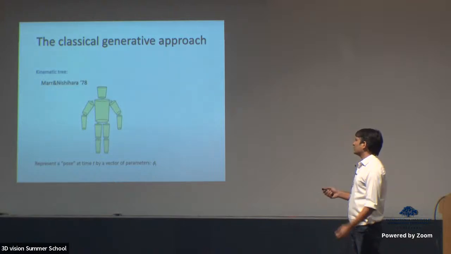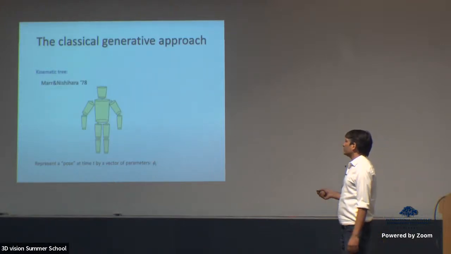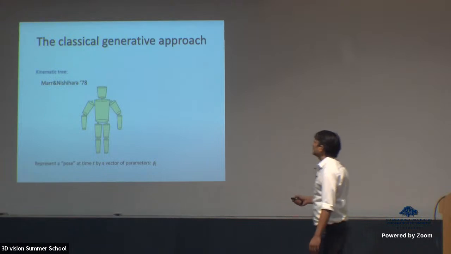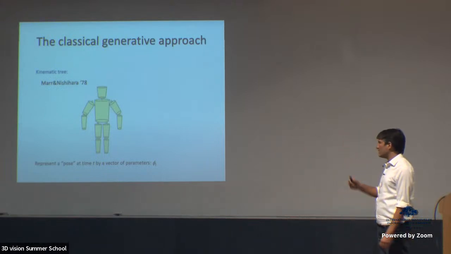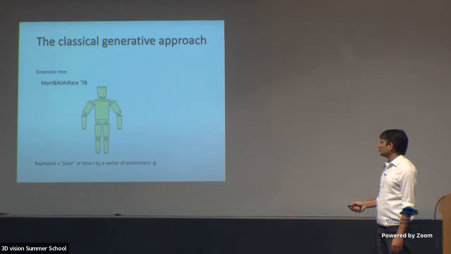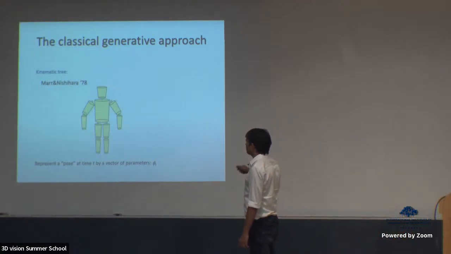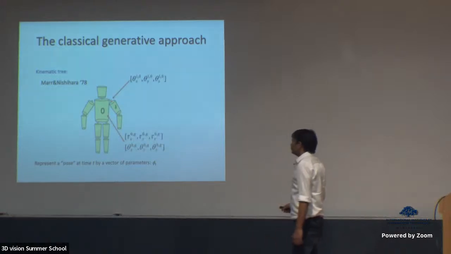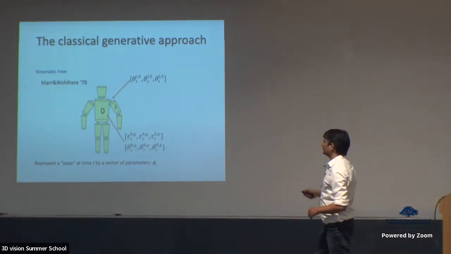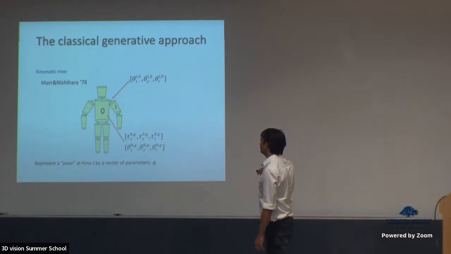this classic. So let's talk about this kinematic tree, the classical generative approach. So what Marr et al. did in 78. What you do is you represent, say, your human body using these cylinders. And these cylinders are connected with these 3D joints. Yes. And this is called a kinematic chain. So I'll tell you what that is.